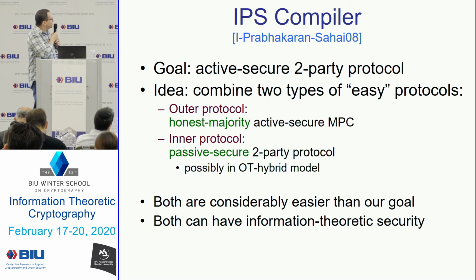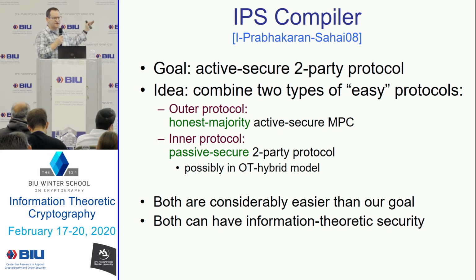Okay, so IPS compiler, this is a second instance of the MPC in the head approach, and this is basically applying similar ideas, but in the context not of zero-knowledge proofs, but secure computation with no honest majority. So the idea here is to combine two easy types of MPC protocols, both of which exist information theoretically, and get a more challenging type. So what is the challenging type that we want to get? We want to get actively secure two-party protocols, or more generally, actively secure protocols with no honest majority.